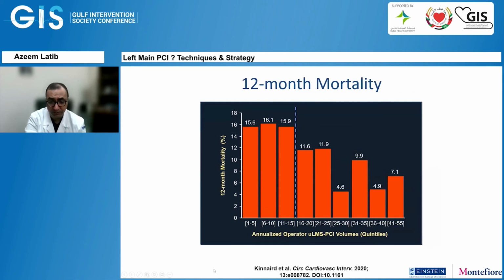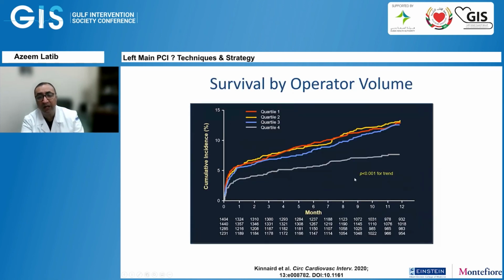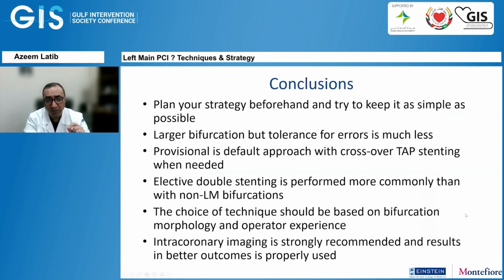But if you look at outcomes, okay, and mortality, look how the mortality drops when you're doing more than 15 cases. There's a sudden decrease in mortality. And even if we divide it by quartiles, you see that the operators who do the most left mains are the ones who have the best outcomes. So I don't believe you should be dabbling in left main. You really should find an operator who has a lot of experience and gets a lot of experience every year doing these.